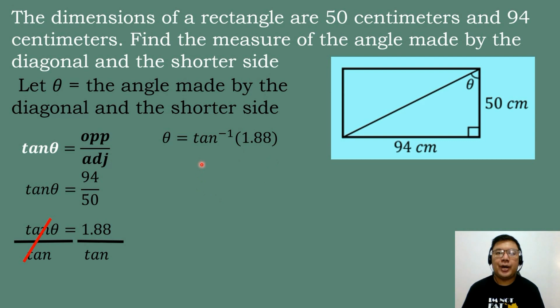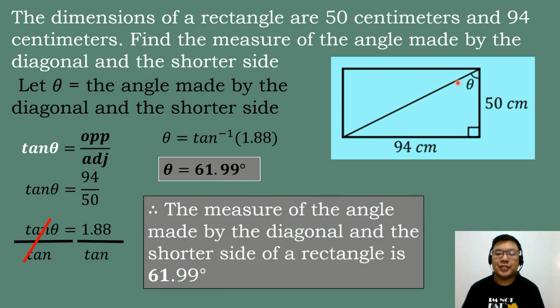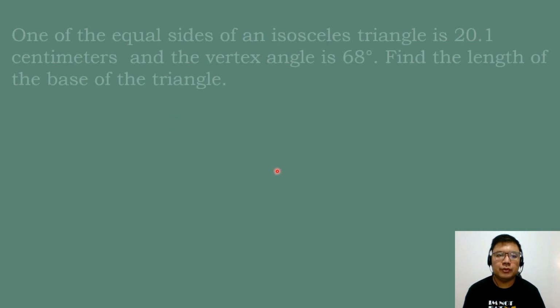And then you will press this on your calculator. Just press shift tan, then 1.88. So theta will be equal to 61.99 degrees. Therefore, the measure of the angle made by the diagonal and the shorter side of a rectangle is equal to 61.99 degrees. Let's have our second example.